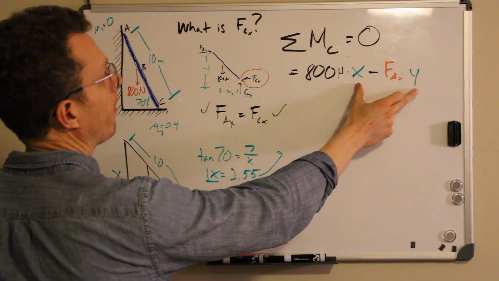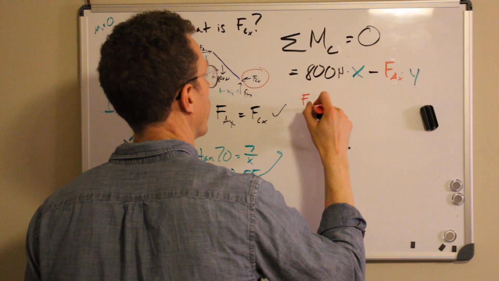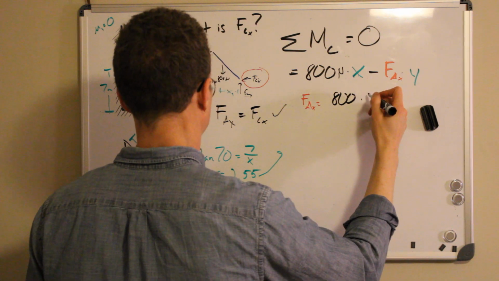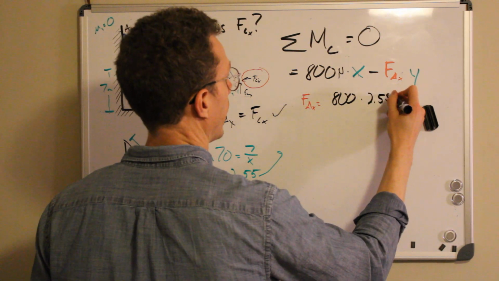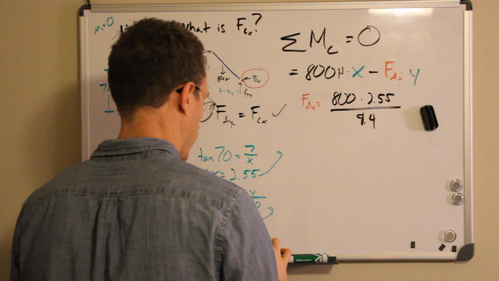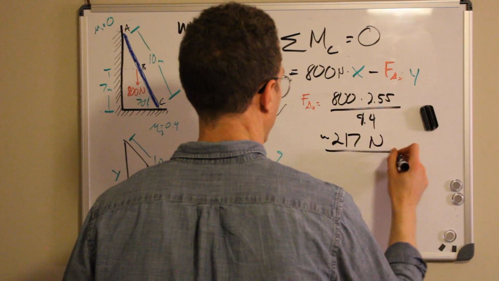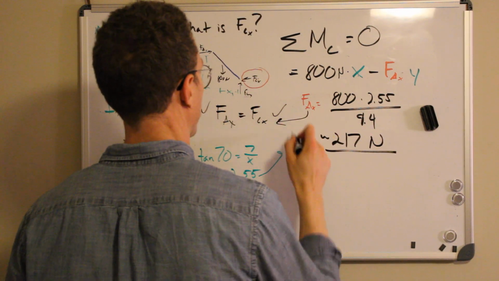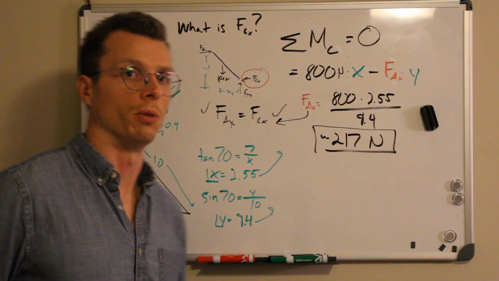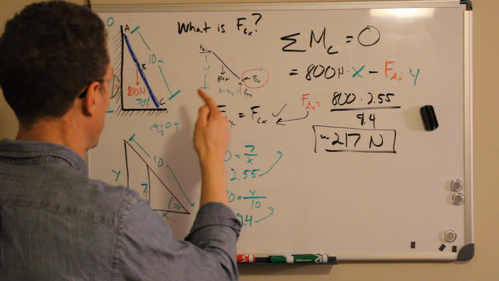Alright, now I can solve for F of A of X, right? So let's say F of A of X equals 800 times x, which is 2.55, divided by y, which is 9.4, and that is going to give us approximately 217 newtons. And we know that F of A of X equals F of C of X, and so this is our answer based on our free body diagram. Boom, we solved it.